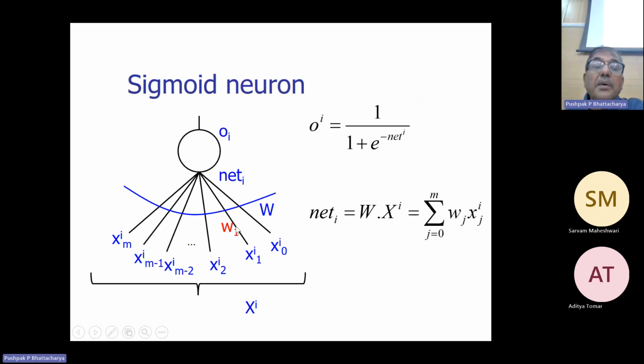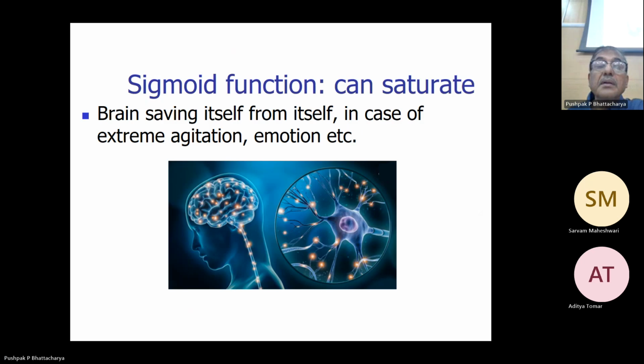sigmoid neuron, which is the dot product of the weight vector and the input vector. The bias is absorbed in the weight values with a fictitious connection with an input of -1, as you have implemented for the perceptron training algorithm in the lab. So O^i is equal to 1 by 1 plus e to the power minus net^i. Net^i is equal to sigma Wj xj over all the connections.